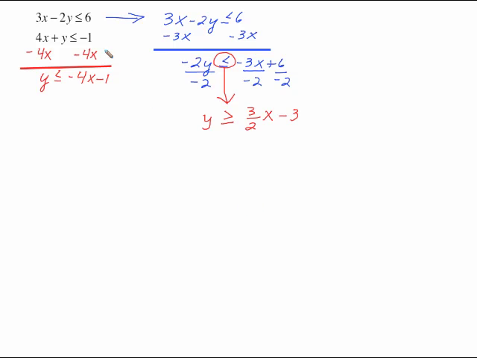Here's another one like that. Let's rewrite this for y. Subtract 3x from both sides. We have negative 3x plus 6. It is less than, but we are dividing by a negative, so we've got to flop that sign around, giving us that inequality. This one was easy to solve for y. Just subtract 4x from both sides, and there you go.